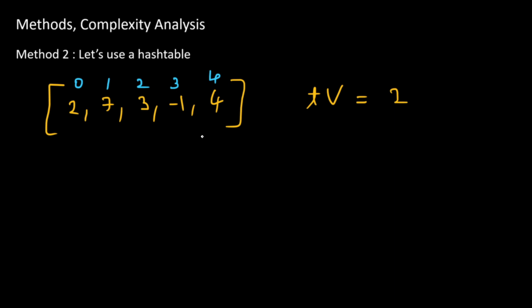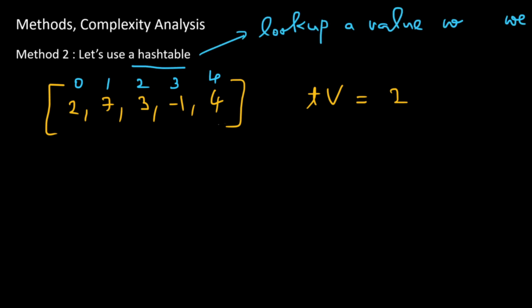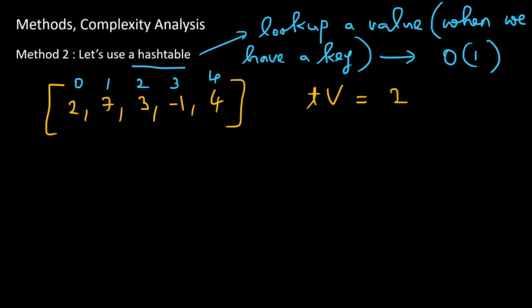So we have a sample input. So let's take this as the input array, and the target value is equal to 2. Now we will try to make use of a hash table to solve this, and the property of a hash table which we are using over here is that lookup, when we try to look up a value from a hash table, when we have the key, is a constant time operation or a O of 1 operation.